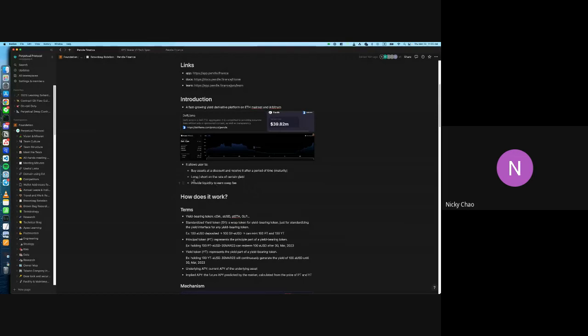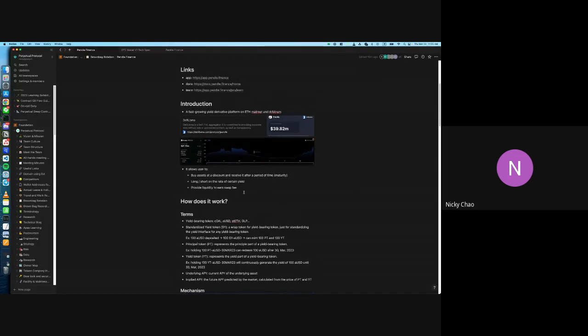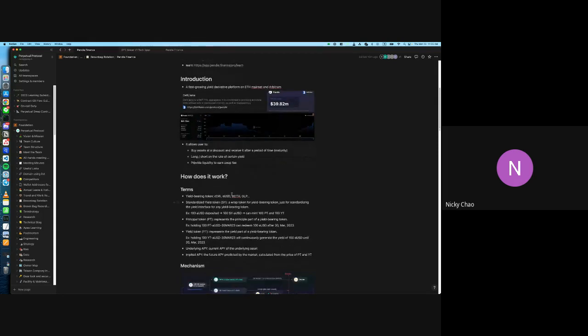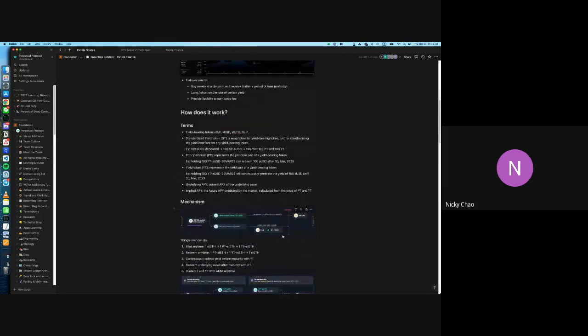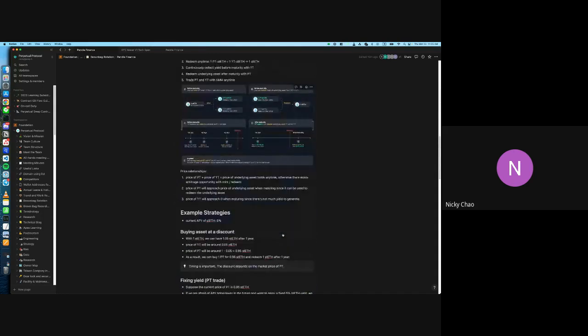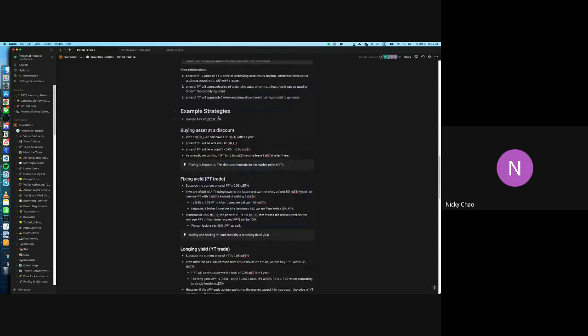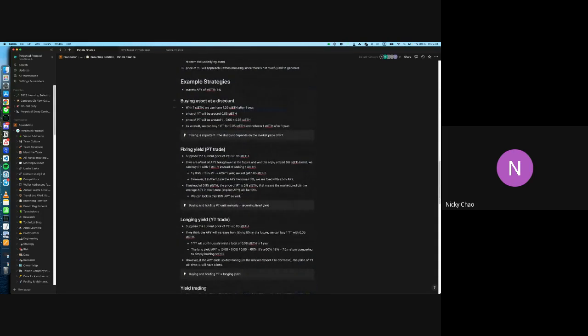And the third thing you can do on the platform is provide liquidity, because there's a trading pool in the platform. So you can provide liquidity and earn the swap fee. So I'm going to explain why you can do such things on the platform, like how does it work under the hood. And I'll also provide a few example strategies so that you can understand more clearly what you can utilize the platform to achieve.